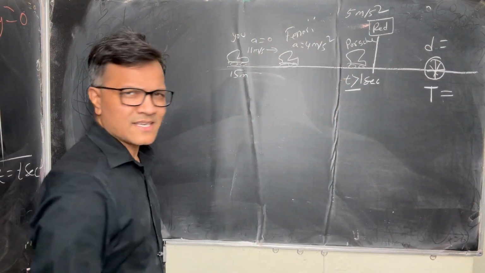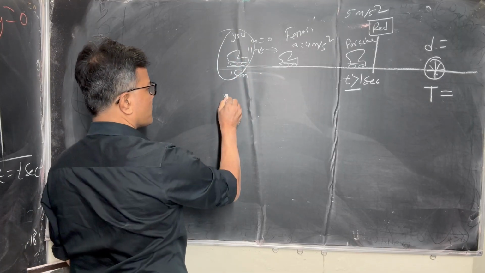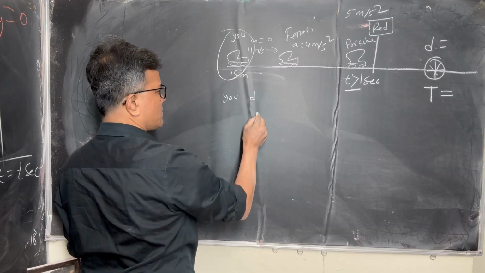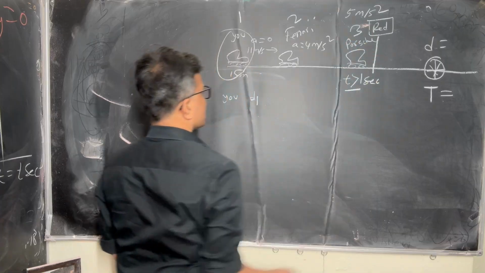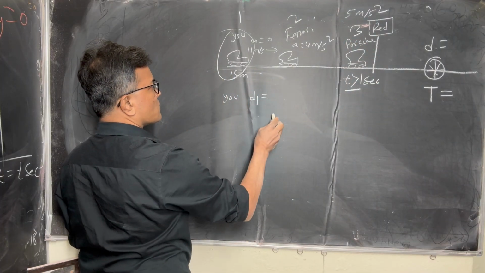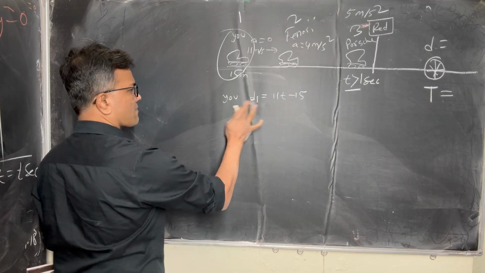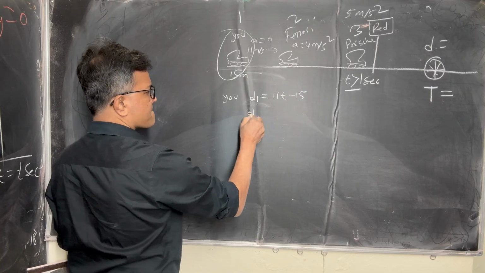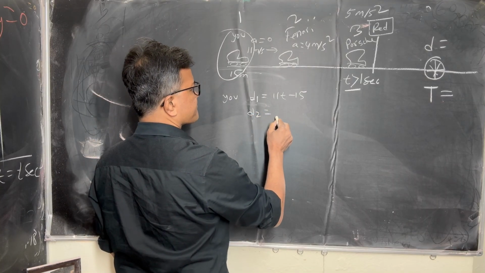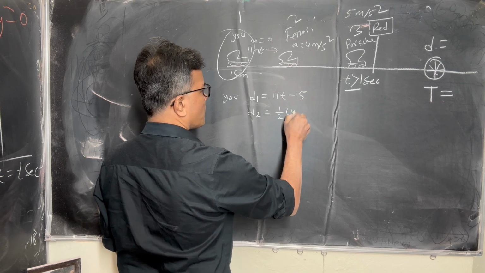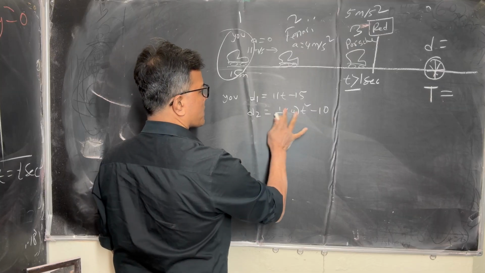That shouldn't be that difficult. Let's find the equation for U. Let's call them car 1, car 2, car 3. Car 1 D is equal to 11t minus 15, that's it. Car 2 is half 4t squared minus 10. So 2t squared minus 10.